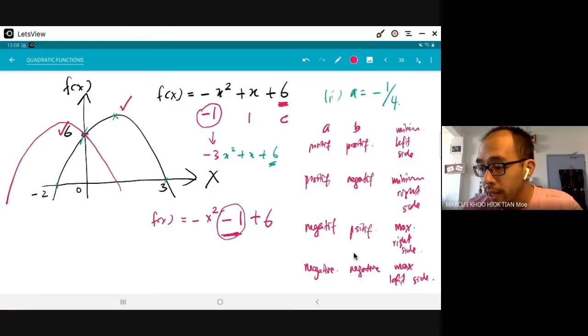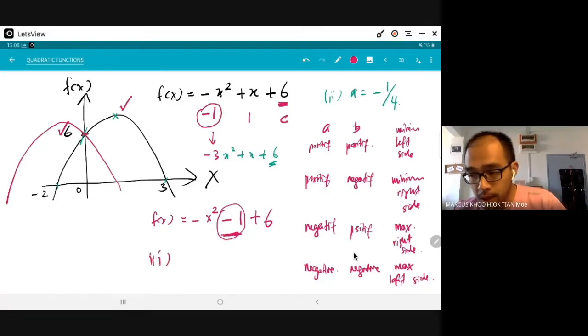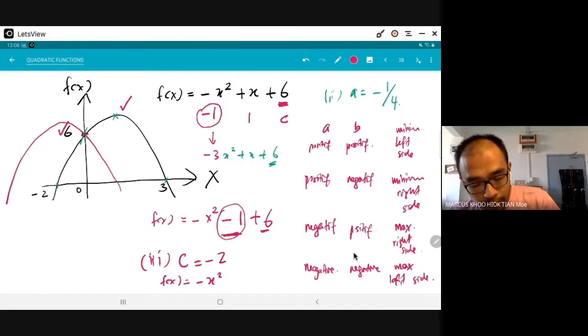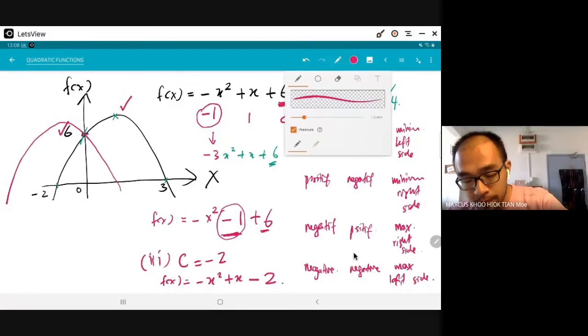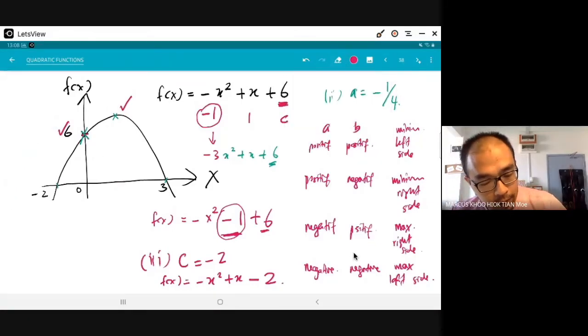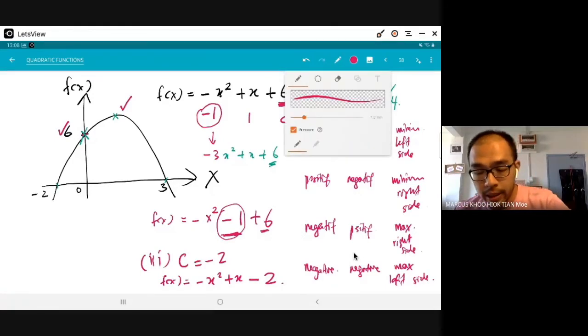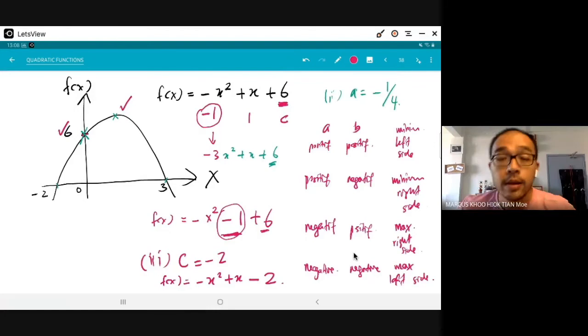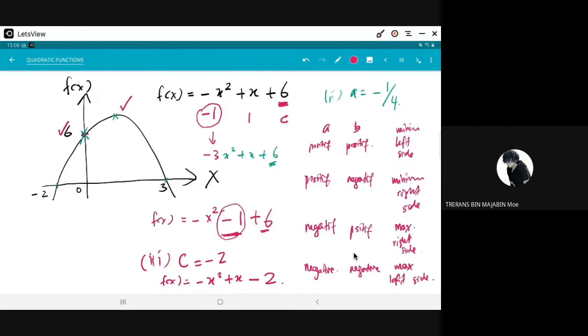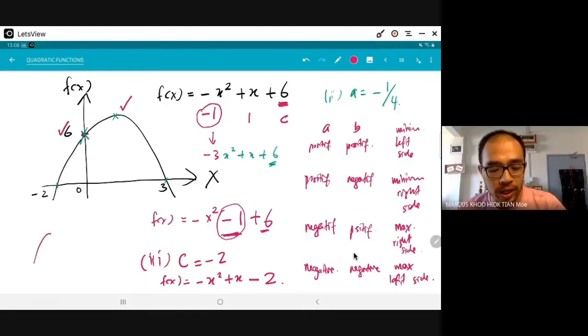Okay, value of C changes to negative 2. Question number 3. C sekarang bukan lagi 6, tetapi C sama dengan negative 2. So fx equals to negative x squared plus x minus 2. What happens to my graph now? Apa yang akan terjadi kepada graf saya? Dia murung cikgu. Okay, murung itu satu sebab dia negatif.